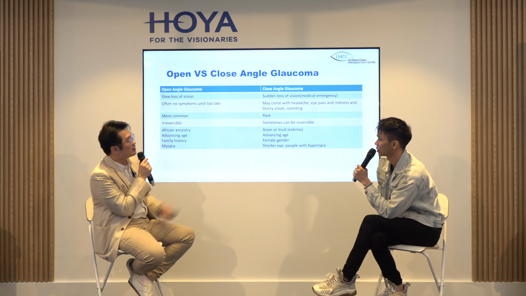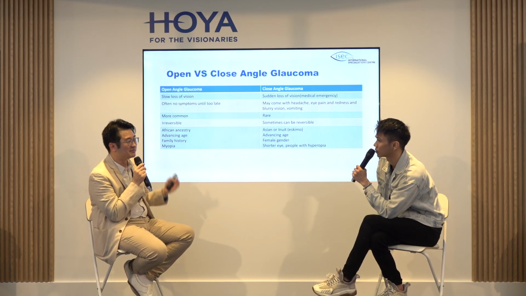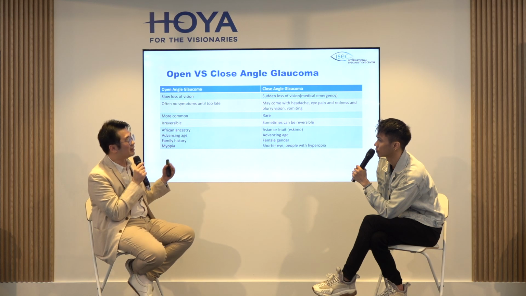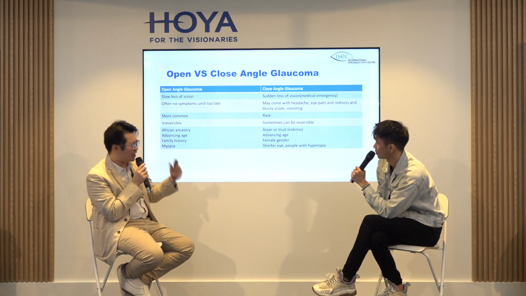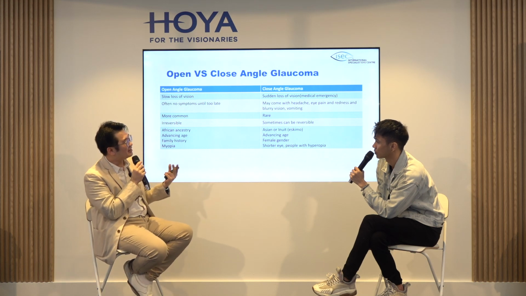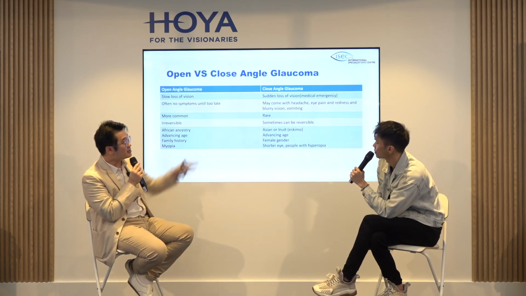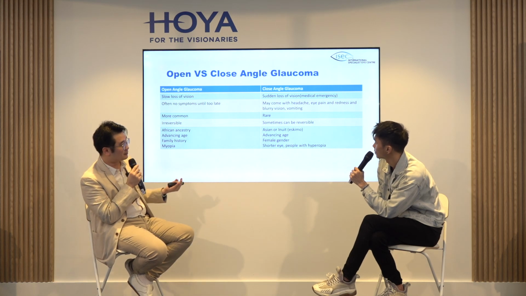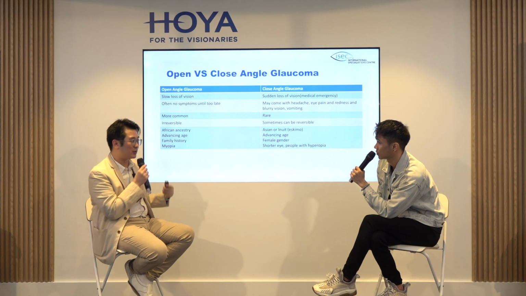All right. Closed angle glaucoma is a sudden thing. This is a medical emergency. It's rare, but once it comes, you suddenly cannot see, and you may have headache, vomiting, and your eyes are painful and red. But this is quite rare, and sometimes it can be reversible. It's also quite common in Asians.